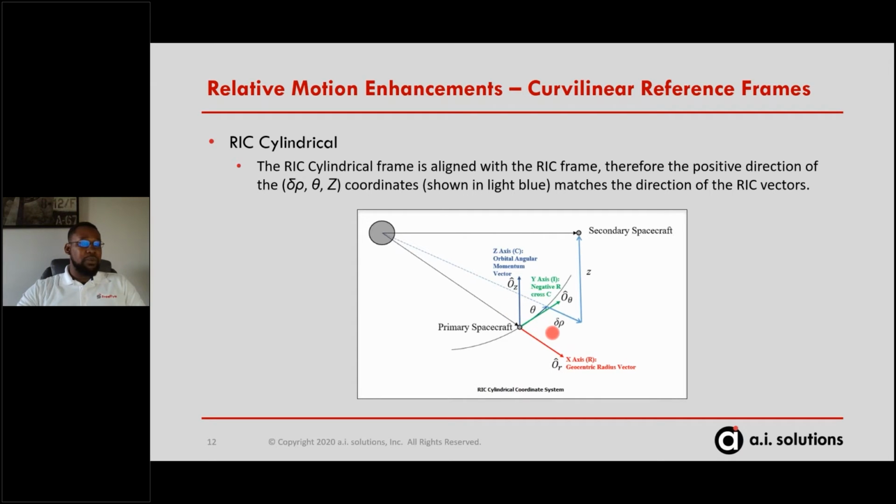Now, with this, when we are defining our relative position using the RIC cylindrical, we're again using those polar coordinates translation, where we travel some angle theta and then some delta rho for projection, and then we actually project into our z-axis for the position of our secondary spacecraft.